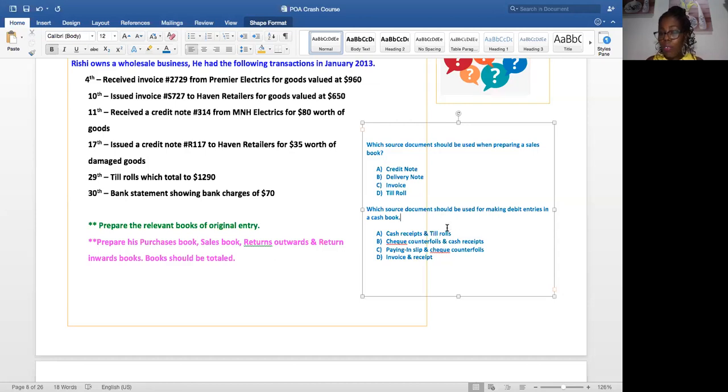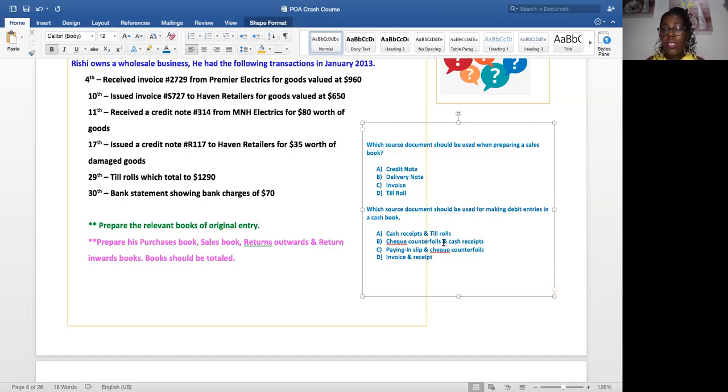Right? So till rolls, whenever you get cash in a business, you'll have a till roll, and you can also have a cash receipt, depending on the business. If the business is not as computerized, the person will actually have to write out a receipt for you.